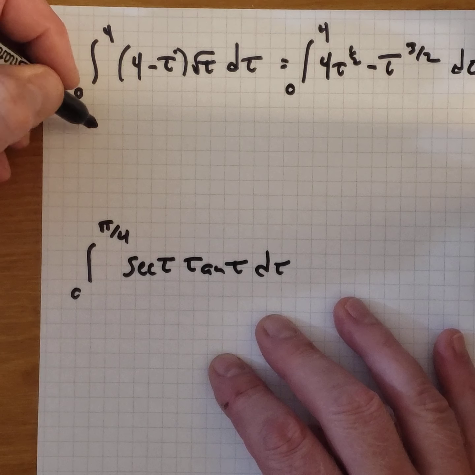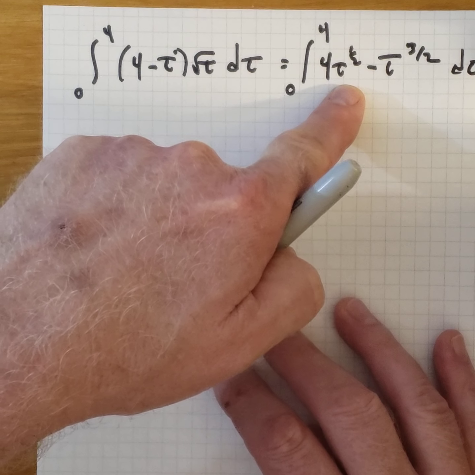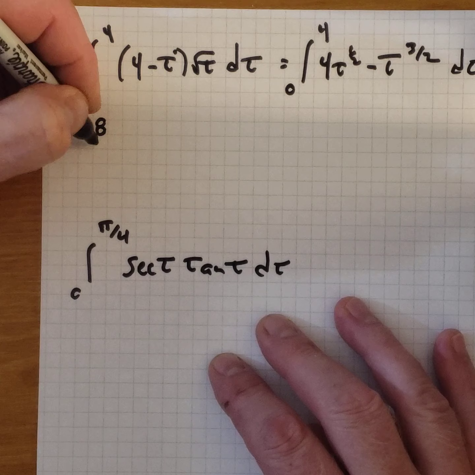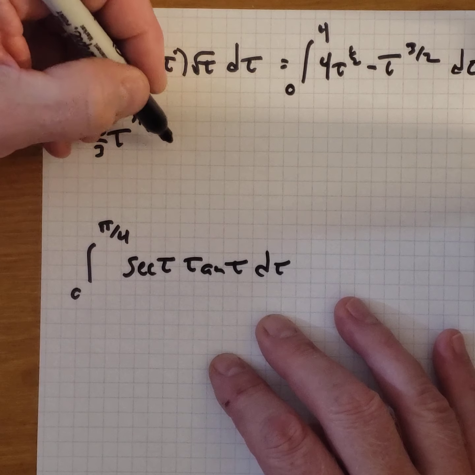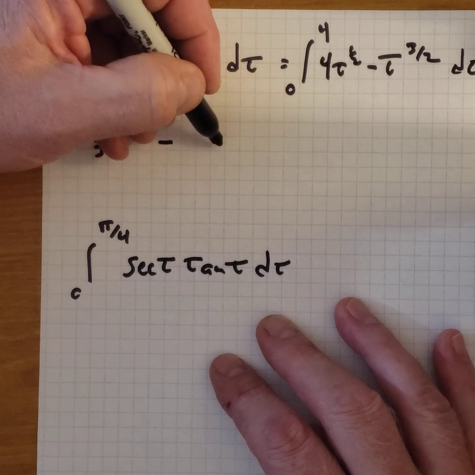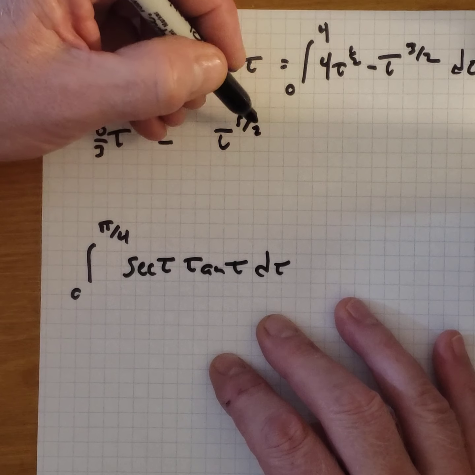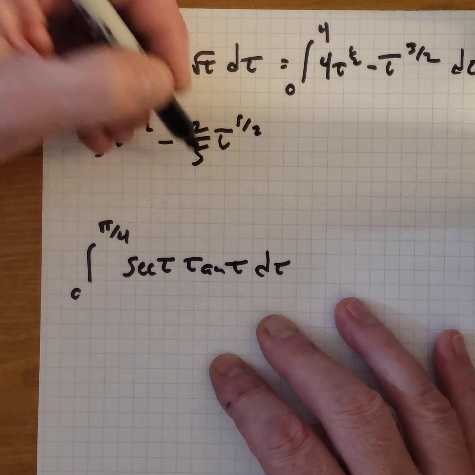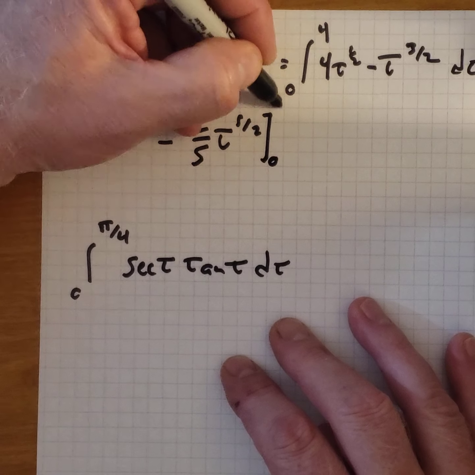Okay, our antiderivative, increase the power by 1, which would be 3/2, then divide by 3/2 or multiply by 2/3. So we'll get 8/3 t to the 3/2 power. And here we're going to increase by 1, so t to the 5/2 power, and then we're going to divide by 5/2, which is multiplying by 2/5, from 0 to 4.